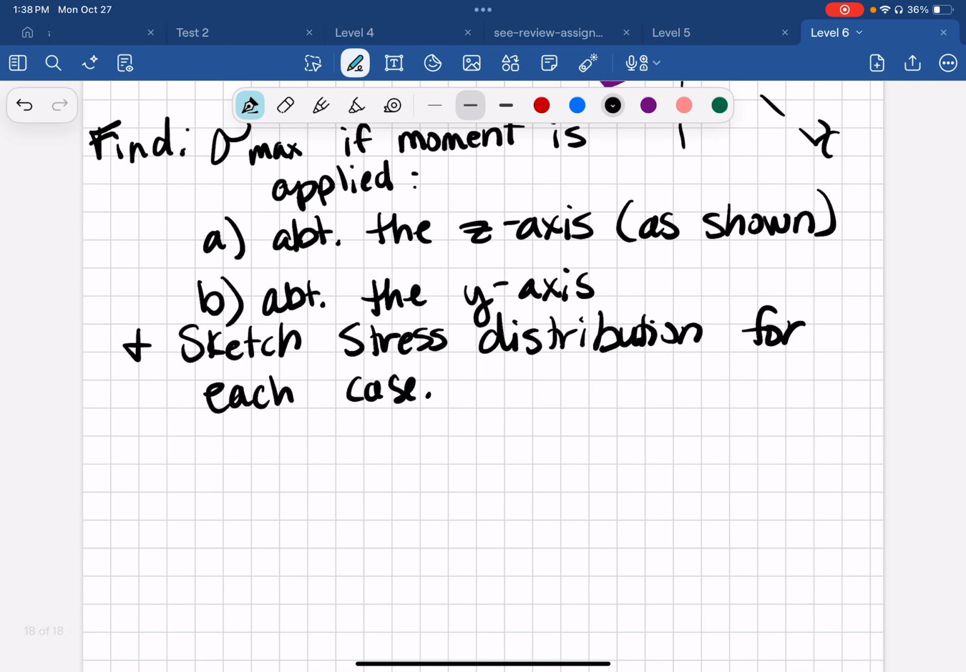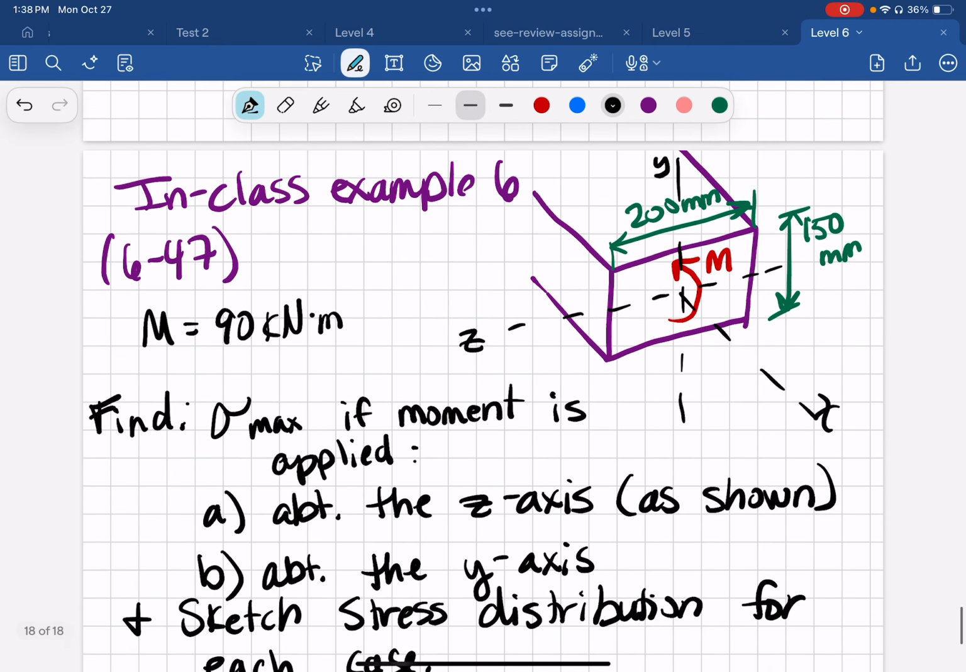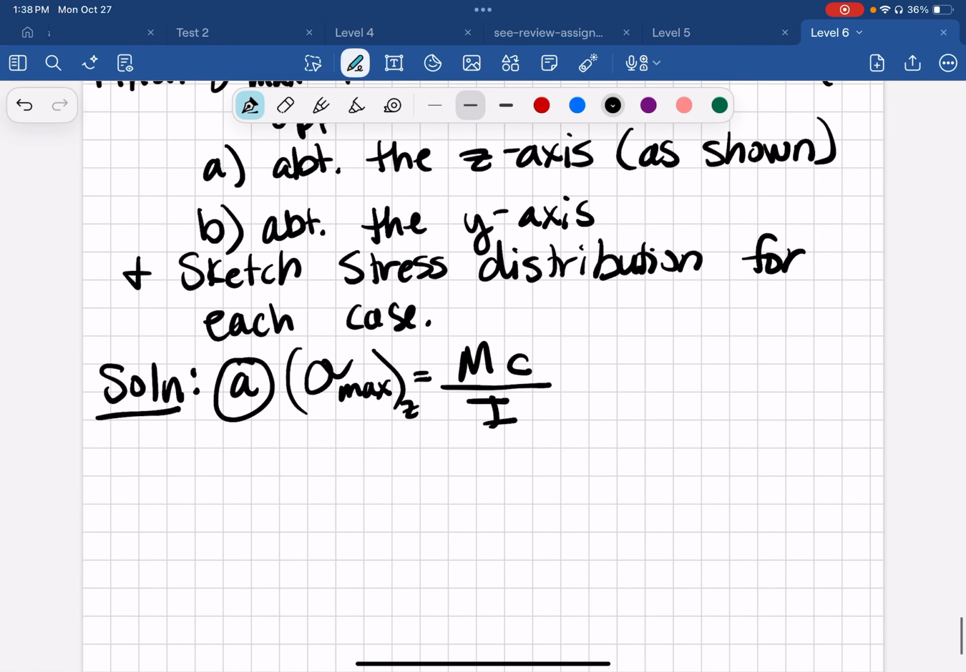So let's go ahead and get started. We're going to start with case A. So it's about the z-axis as it's shown. So we need to find, we know stress max equals Mc over I. And I guess this is in the case of doing the moment about the z-axis. So I'll include those there.